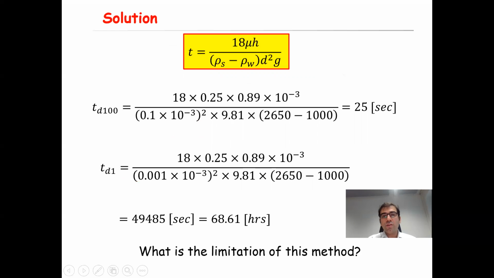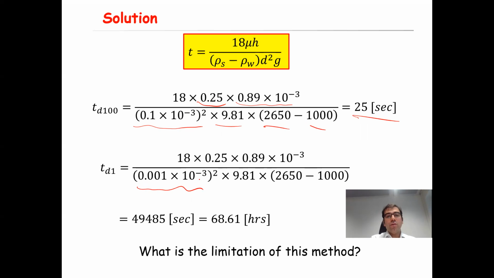You already derived that equation. For the particle with the diameter of 100 micron, you have 18, you have the viscosity, the h, and then the rho s, the rho w, the g, and d square. Here you need to convert it to meter with the power of 2, and then you get 25 seconds. And you do exactly the same for part B. The only difference here is the particle size is 1 micron.